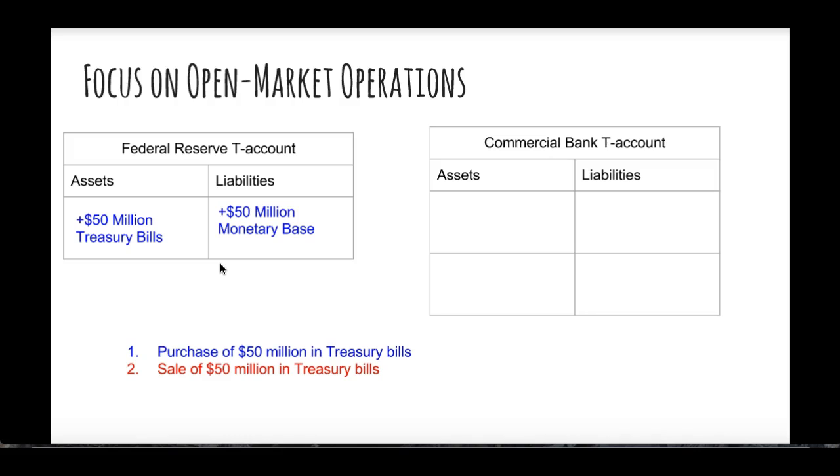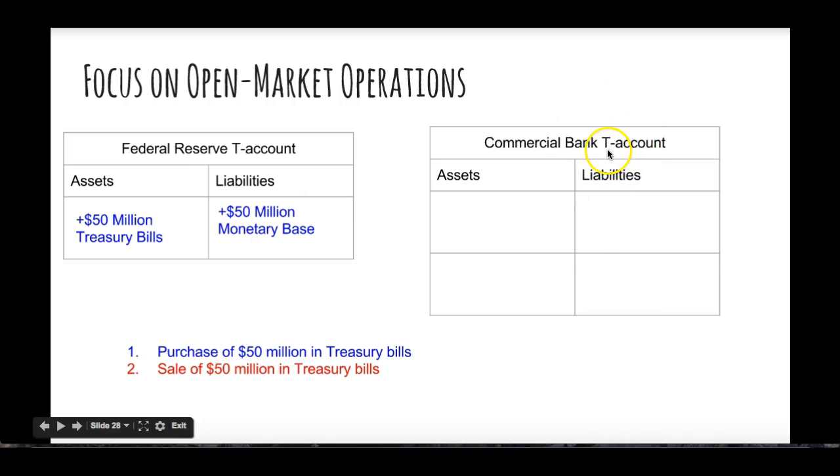So either it's a case of currency in circulation that went up, or if they bought them from a bank, that's money that they gave to the bank. I know this sounds really weird, and you're just like, where did the 50 million come from? It's magic. It comes out of thin air. The Federal Reserve creates it to be able to buy up these treasury bills.